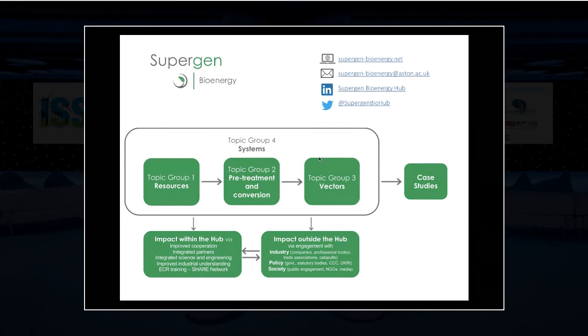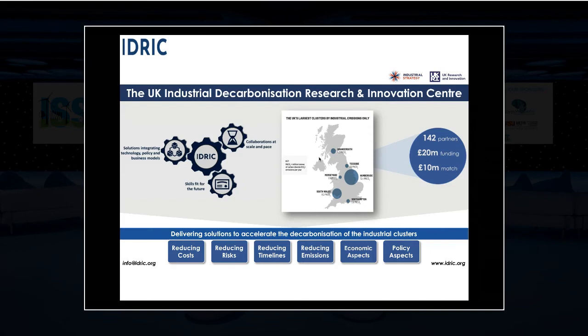And so they've got a mailing list and Twitter and all kinds of stuff. So this is something which is interesting. As an academic group for the UK for bioenergy, this would be certainly something which I'd recommend you have a look at. And then the next one, this is called IDRIC, which again is a relatively large academic group. It's maybe about 40 academic partners. And they're looking at industrial decarbonisation, focusing on six hubs in the UK, industrial hubs where there's the heavy industry.